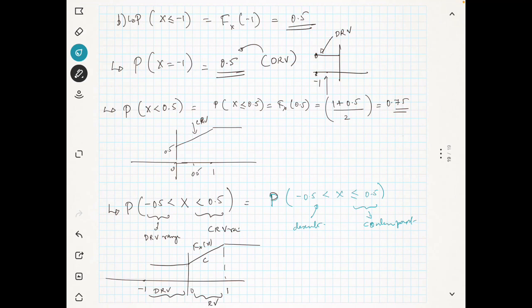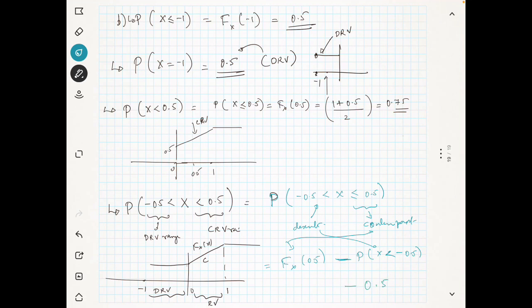So I can write this as fx of 0.5 minus the probability that x less than minus 0.5. It is not less than or equal to, it is less than, because this is a continuous part as I discussed, and this is the discrete part. That's why, x less than 0.5, the probability is nothing but 0.5.